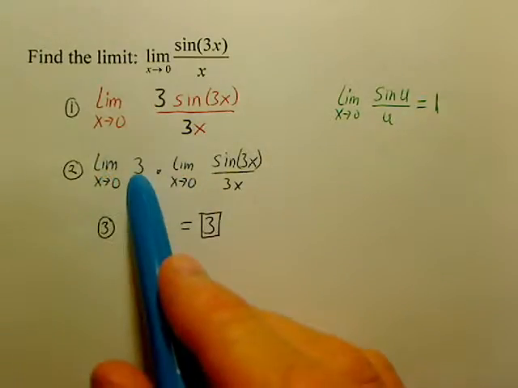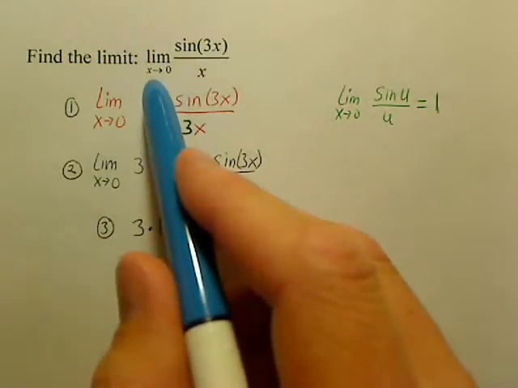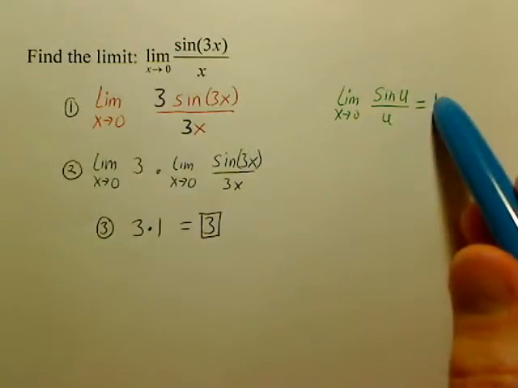And wouldn't this just simply be 3? 3 times 1 is 3. So the limit as x approaches 0 of this function is 3. And you need to know this trig rule.